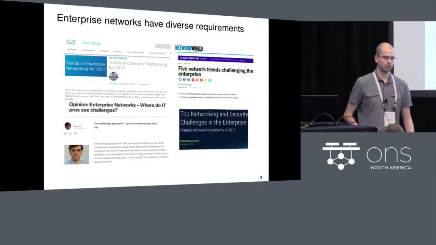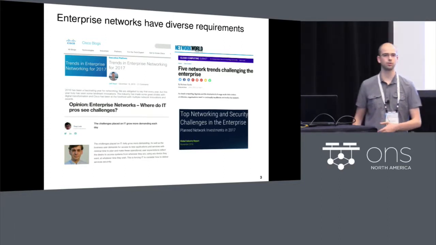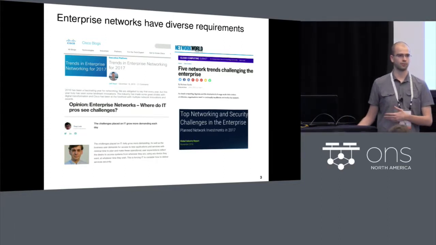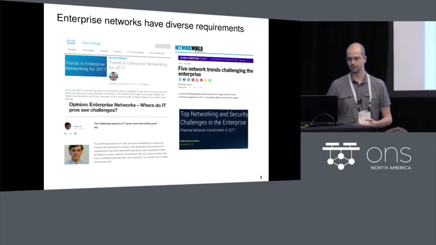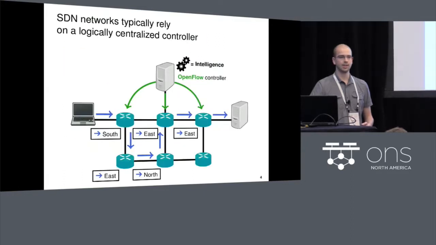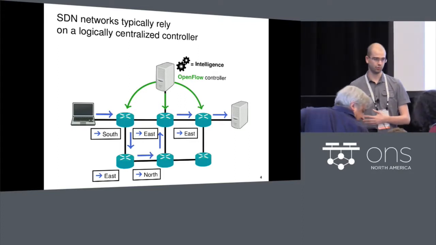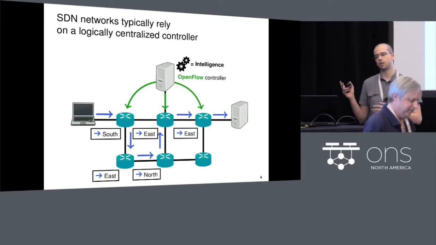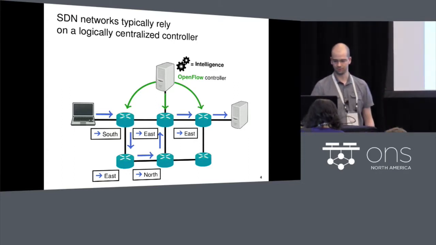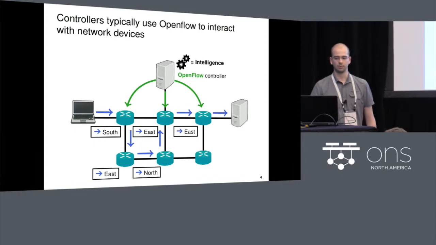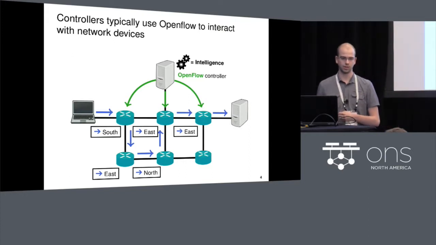These enterprise networks have a lot of diverse requirements. For instance, quality of service to run voice over IP, or access control, or middleboxing to go through a set of given middleboxes. And of course, SDN is a possible solution to tackle those kinds of problems. I will not explain in detail how SDN works; I think you all know how it works. You have a logically centralized controller, and you typically use OpenFlow or another protocol to program the switches.